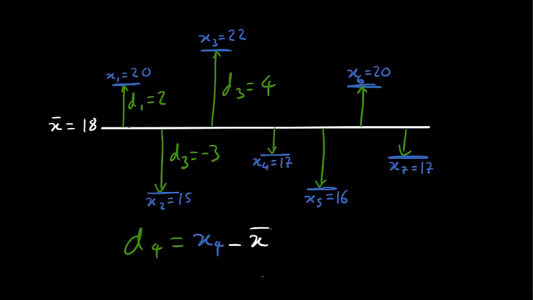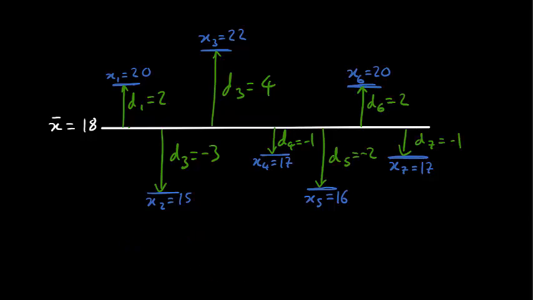So this distance here, which works out as 17 minus 18, works out as -1. So d4 works out to be -1. So here are all my distances, which I've completed now. Well, how did I get my distances?